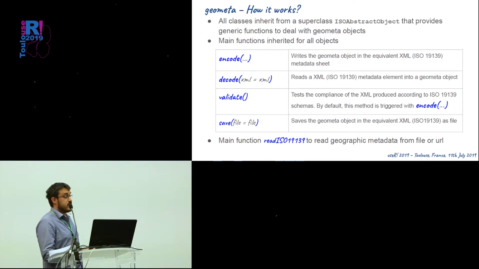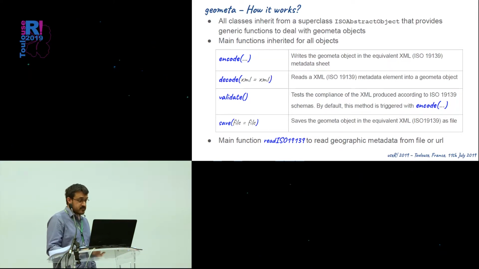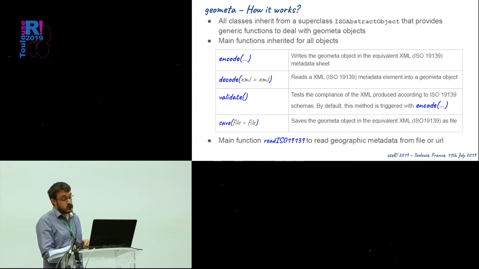So how it works, it's very basic. Each class inherits a generic parent class, which has generic functions. So you have the encode, which will produce the XML, the decode, which can read an XML into an object. You have a validate method that allows you to validate first according to the standard schemas and also according to the Inspire specifications, and you can save a file. So we have also a generic function that allows you to read any kind of ISO XML metadata into R, into an object that you can then manipulate easily.